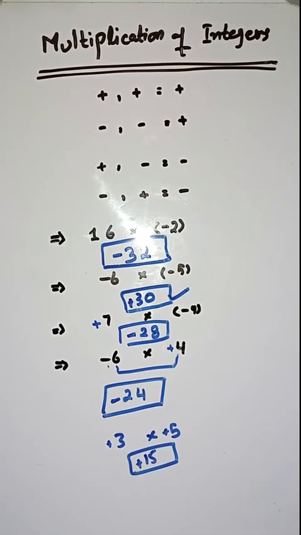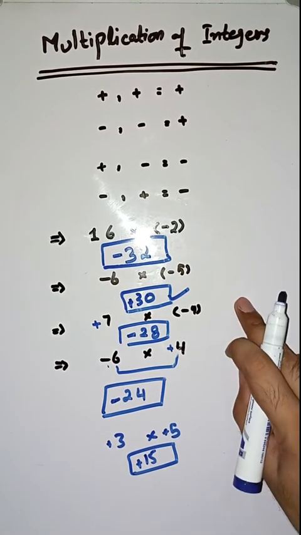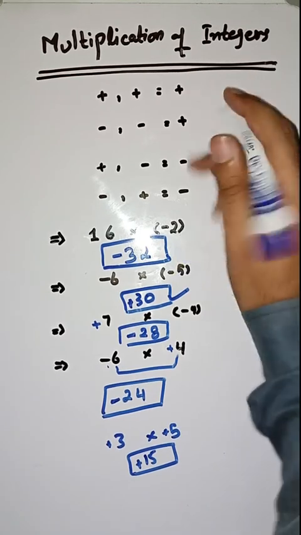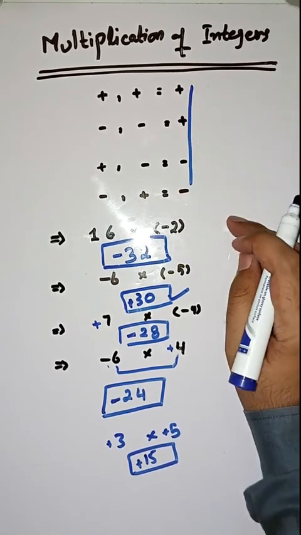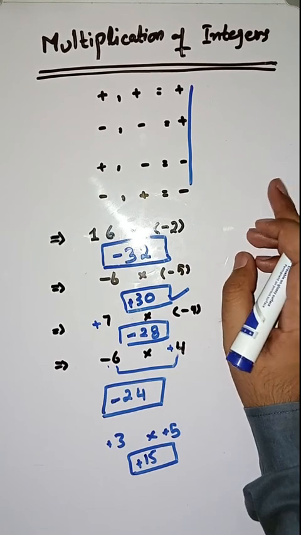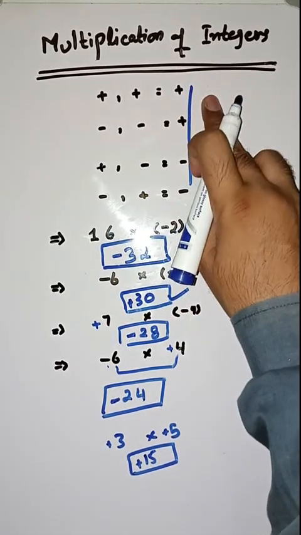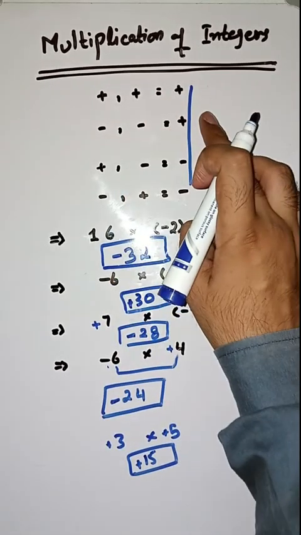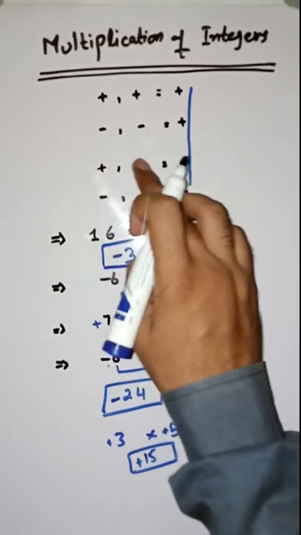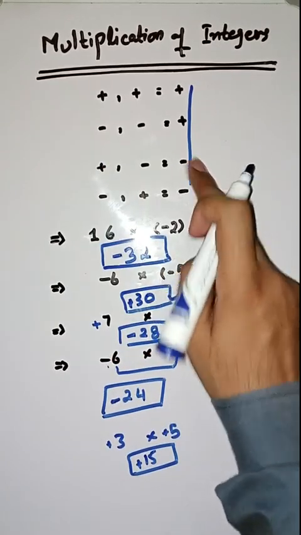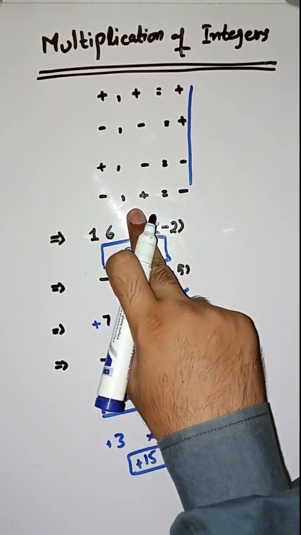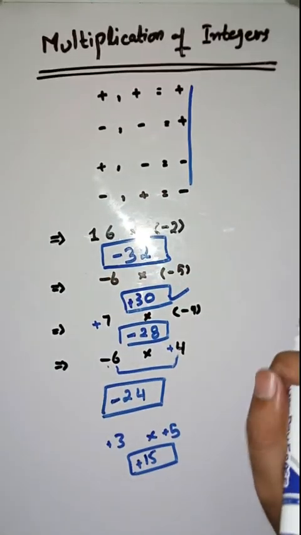So these are some basic tricks and techniques to multiply integers, and we have also considered these sign conventions while multiplying integers. If both integers are positive, then the product is positive. If both integers are negative, then the product is also positive. If one is positive and the other is negative, the product is negative. If one is negative and the other integer is positive, the product is negative.